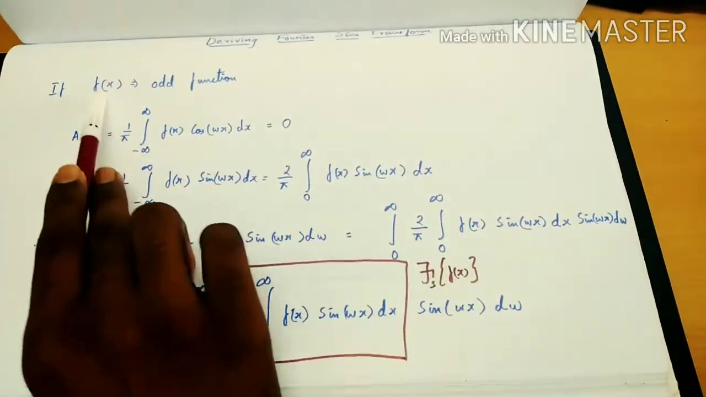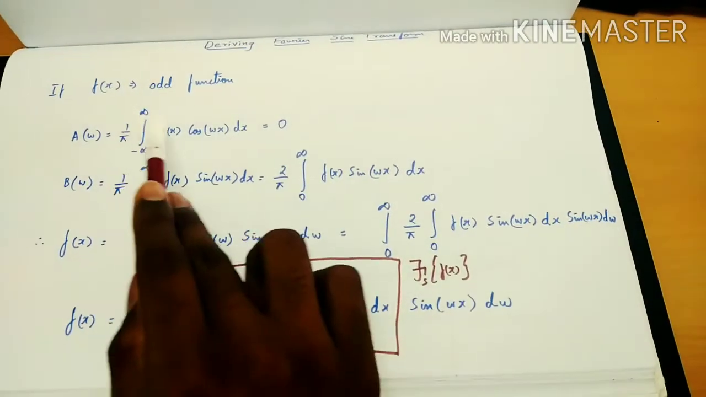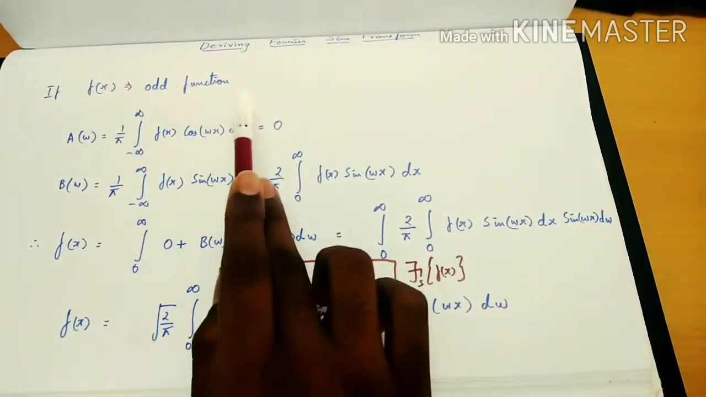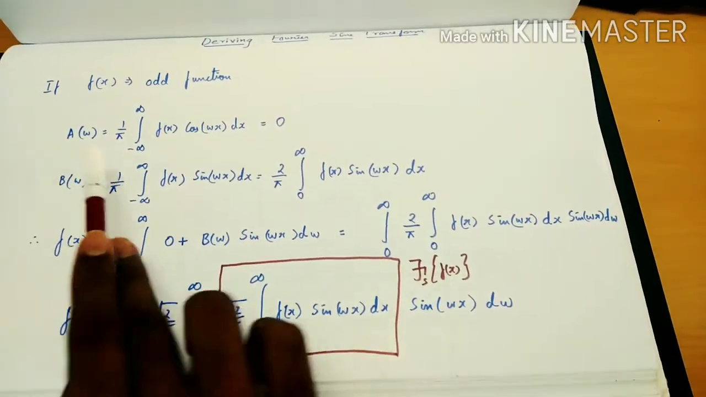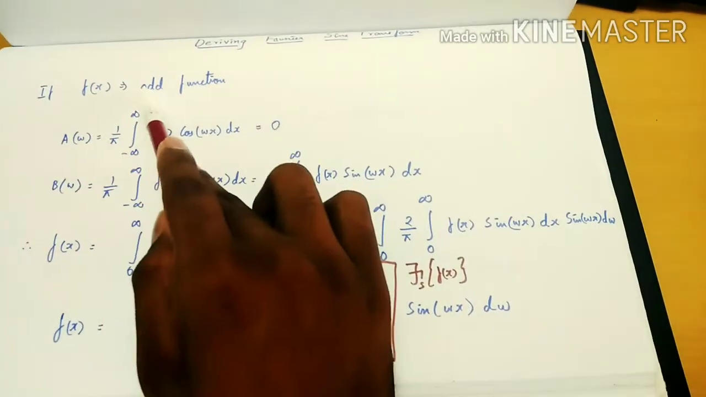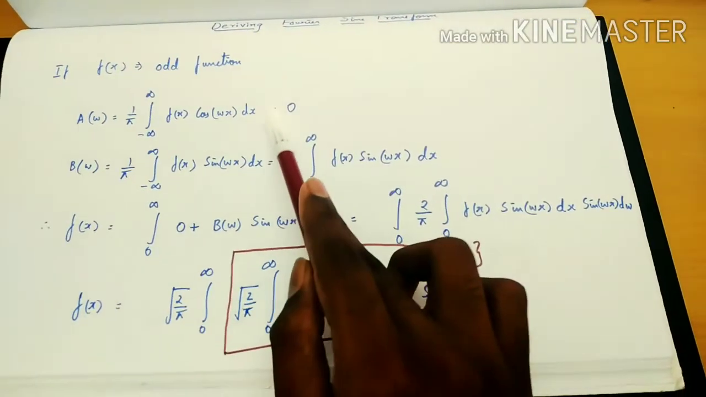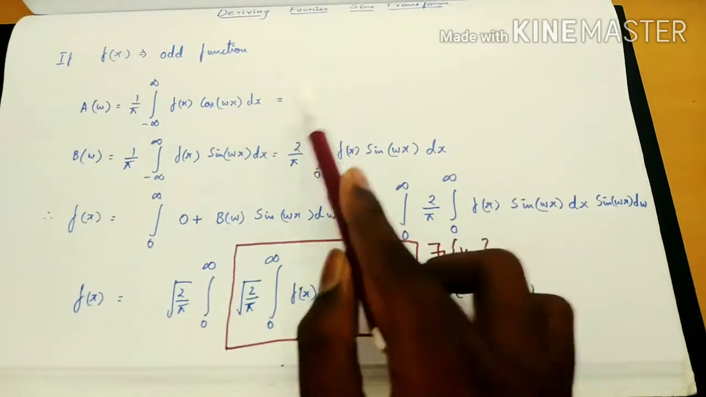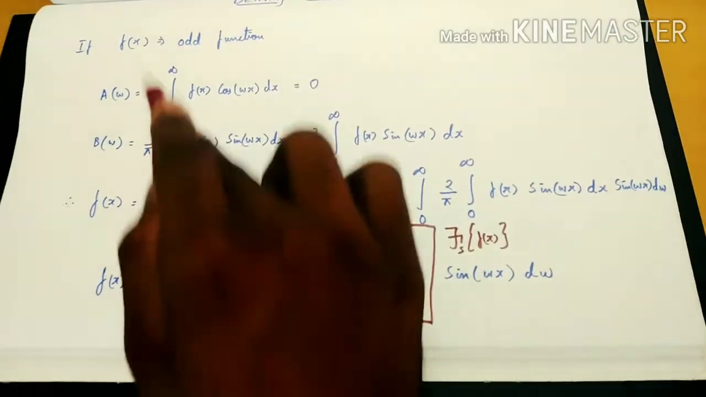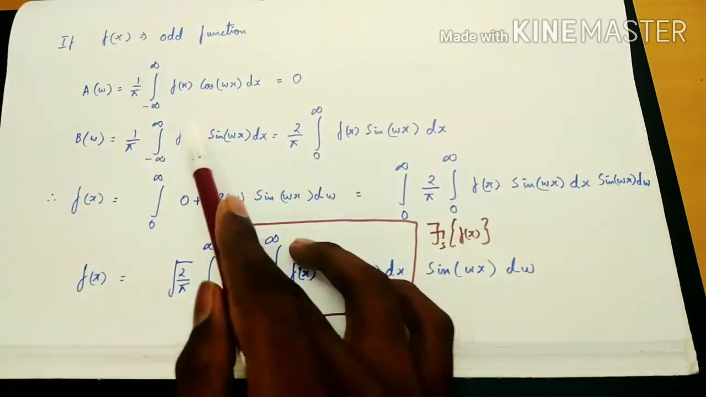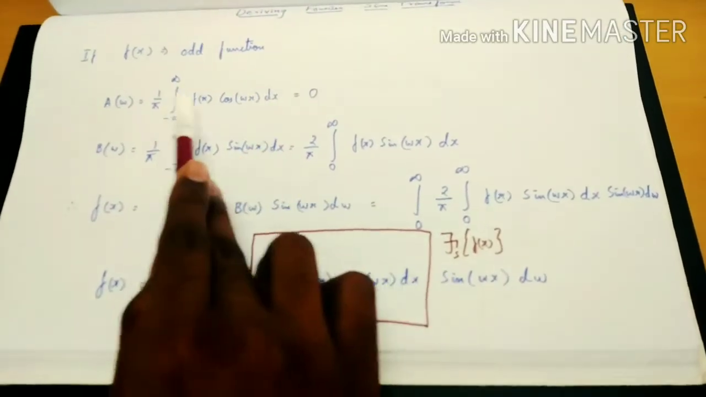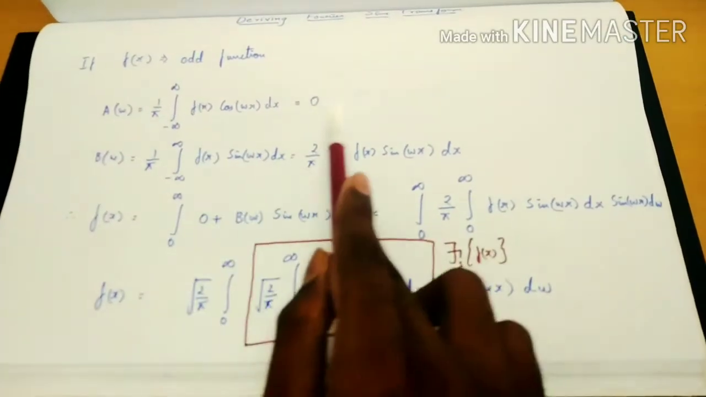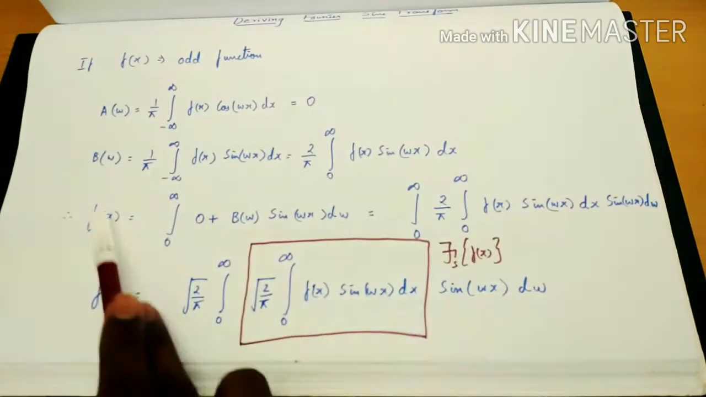Now consider the function f of x that we have considered previously, and if f of x was an odd function, then A omega, which is equal to 1 by pi integral minus infinity to infinity f of x cos omega x dx, will become 0, because we have an integral from minus a to a, where here a is infinity, and cos omega x is an even function and f of x is an odd function, so the product of an even and odd function will give us an odd function.